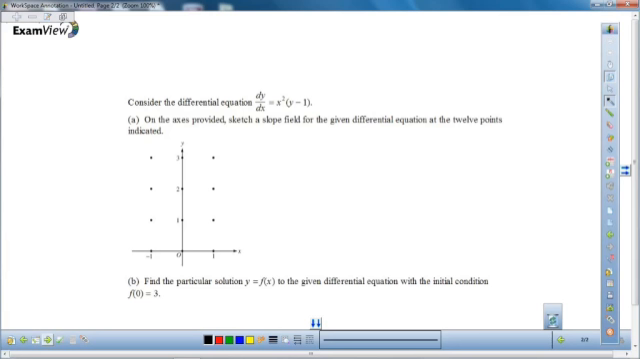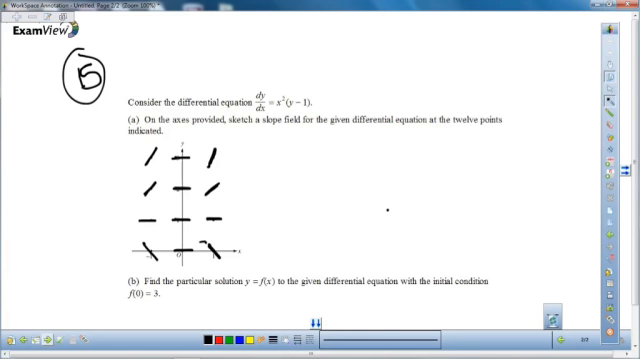For the next problem, we're going to find the slope field for the problem. If you remember, you're going to take each individual point and find your slope. So at 0, 0, my slope is 0, so I'm going to have a horizontal line. And then you just go through each of the individual points and find the slope.